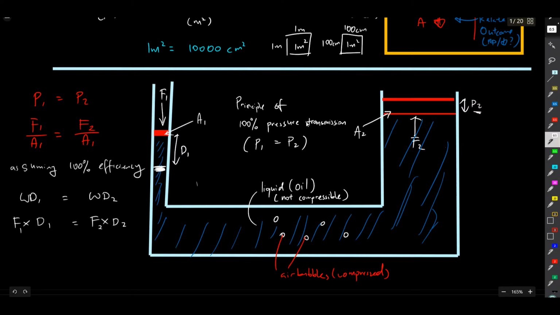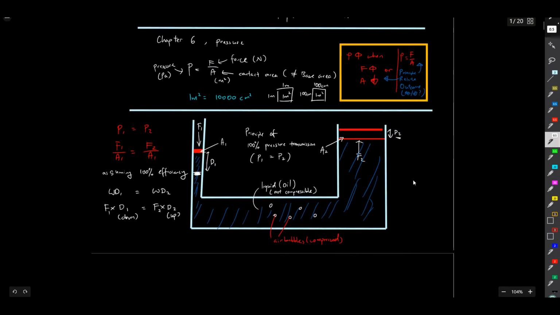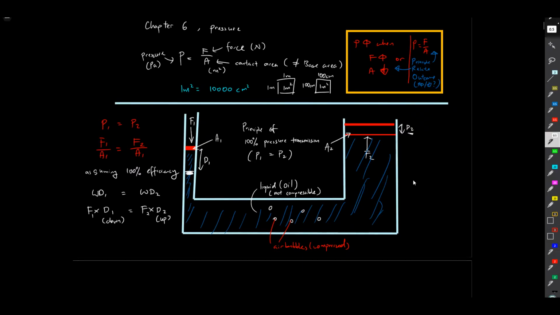So F1 is pushing piston 1 down a distance D1, which causes piston 2 to experience the force F2, which causes it to be pushed up by D2. I'm just going to write here, this is upwards distance, while this is a downward distance, to make it clearer for you all to see. So that's the idea of pressure plus a bit of work done. Will they ask us to calculate something like efficiency? Yes, so I'm going to teach you efficiency in the next chapter.